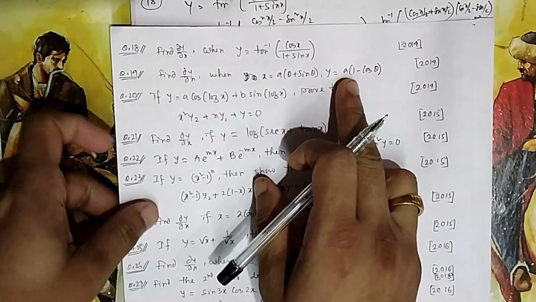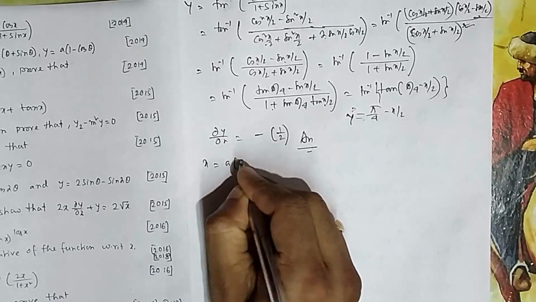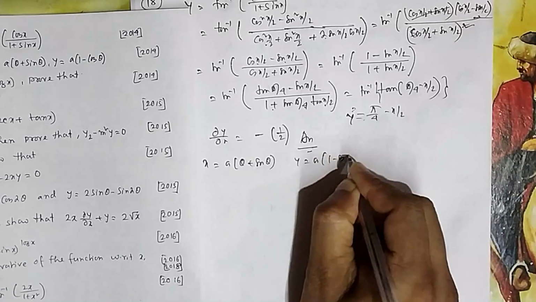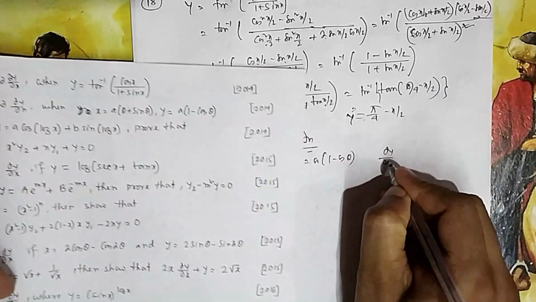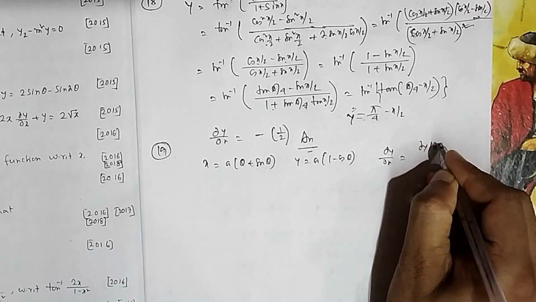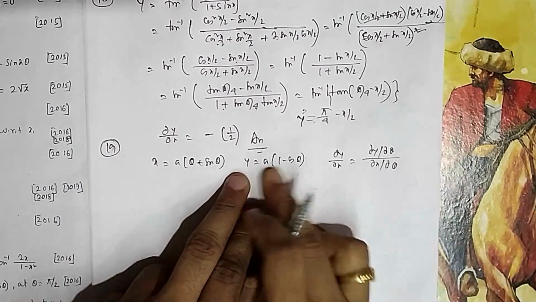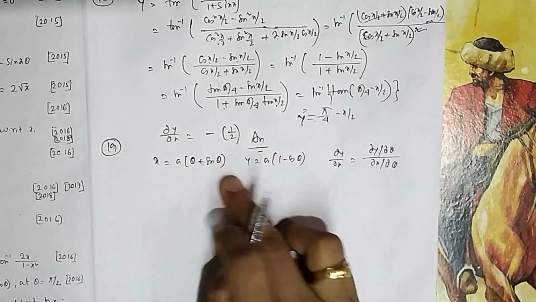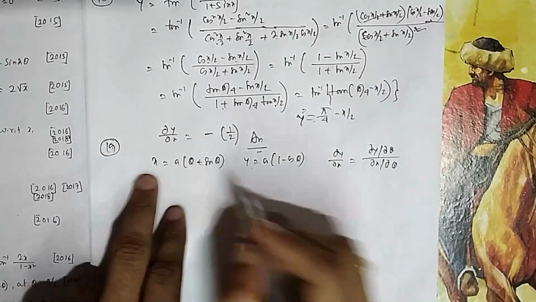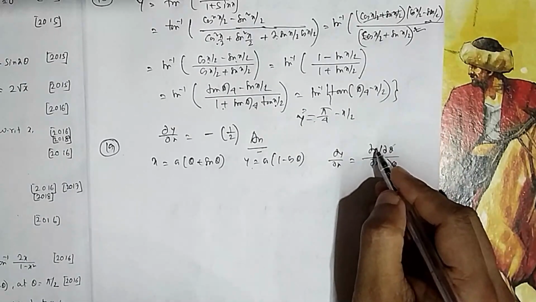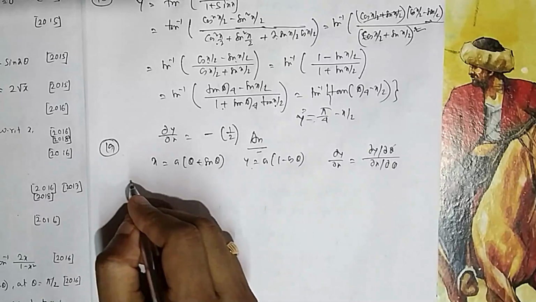If you come to question number 19, find dy/dx when x is equal to this, y is equal to this. It is parametric format. So x is equal to a(theta plus sin theta), y is equal to a(1 minus cos theta). So if they ask you to find dy/dx, what we do? dy/d theta divided by dx/d theta, because there is no direct relation between y and x. So there is a relation by using that theta is the parametric parameter. So you can differentiate y with respect to theta, x with respect to theta. Then if you divide, d theta gets cancelled. You are getting something of dy/dx format. So that is the idea.